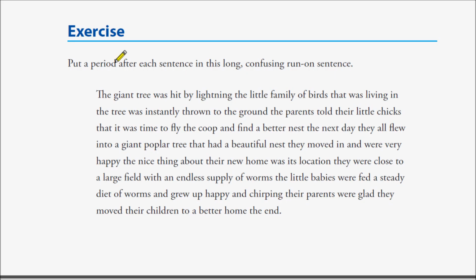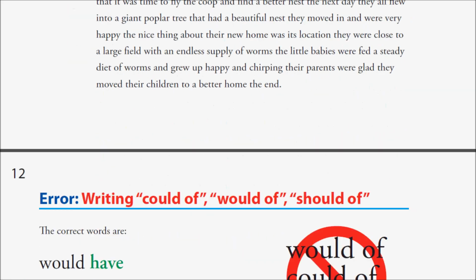And what you're going to do is just put a period after each sentence in this long, confusing run-on sentence. For example, the giant tree was hit by lightning, the little family of birds. Okay, right here, the period goes here after lightning. The giant tree was hit by lightning, period. So you're going to put a nice dark period right there. Okay? Make it nice and dark so your teacher can see it. All right? Let's move on.